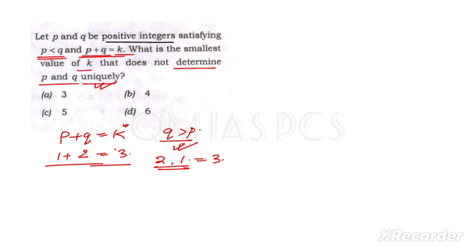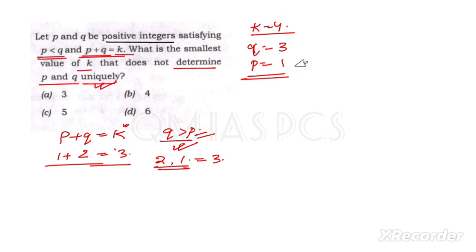Just see what I am solving here, you will understand what the question is asking. For 4, what are the possible values? If k is equal to 4, the possible value is q is equal to 3 and p is equal to 1. Is there any other value possible, like 2 and 2? Both are the same, so this is not valid according to this relation. So again, this is a unique value.